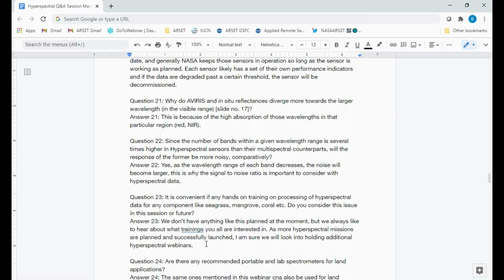Okay. All right. Question 23: Is it convenient to have any hands-on training on processing of hyperspectral data for any component like seagrasses, mangrove, coral, etc.? Do you consider this issue in the session or in the future?